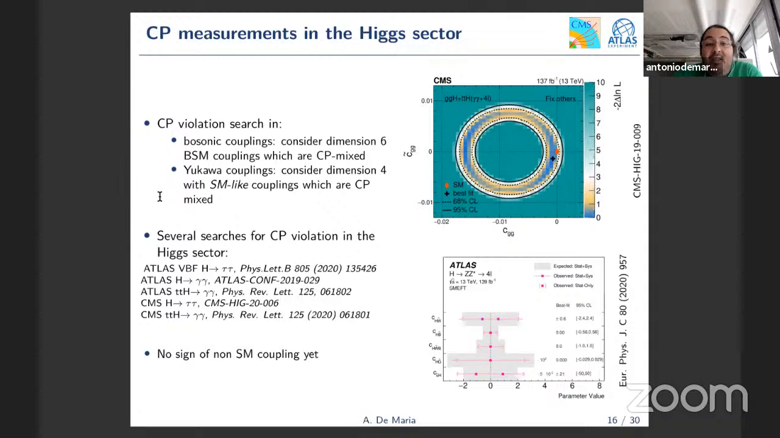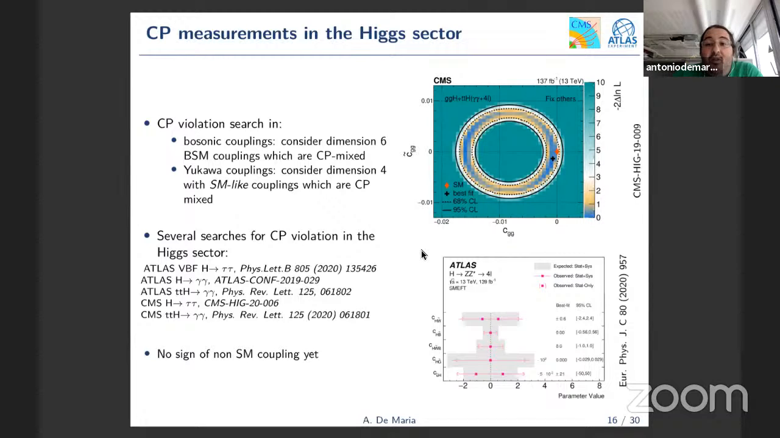which are CP mixed, or in the Yukawa coupling, so with the fermions, in which we can consider dimension 4 with standard model-like couplings with the CP mixed. So I'm not going into the details of all the CP measurements. I'm just listing here several of the CP violation searches in the Higgs sector by both ATLAS and CMS.